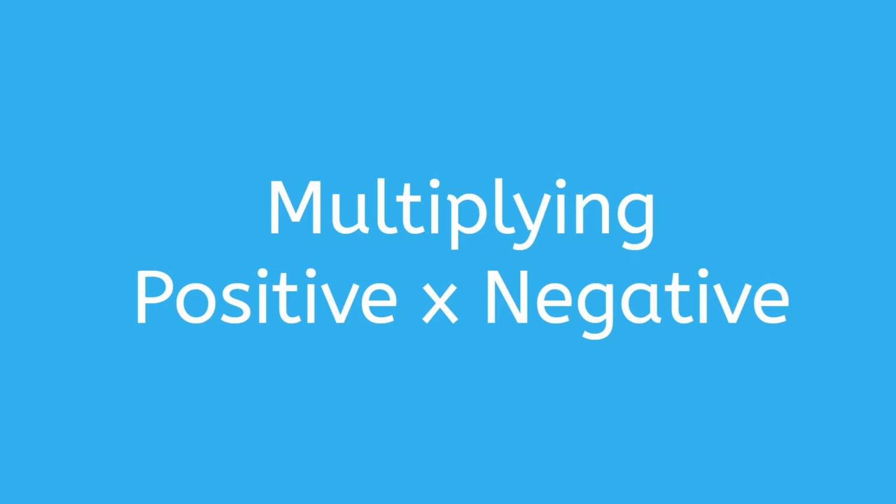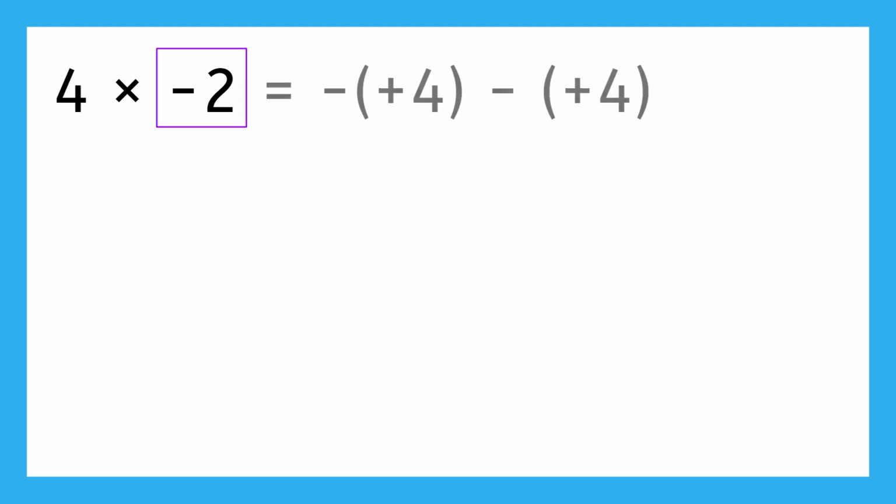But what if we switch it around and multiply a positive times a negative? How do you think that will change things? Now we have positive 4 times negative 2. What does that really mean? Can we add 4 together negative 2 times? Actually, this negative 2 is telling us to subtract 4 2 times. Oh, so this should actually look like I'm subtracting positive 4 2 times over.